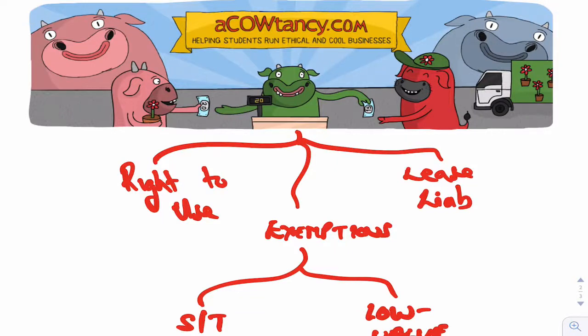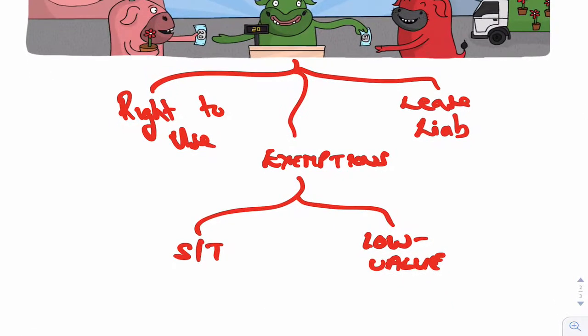Okay, so we know we've got this right to use asset, this lease liability. We know we've got a couple of exemptions if it's a short-term lease, i.e. if the lease is less than 12 months, or if it's a low-value asset, i.e. it's less than $5,000. If it's either of those two, then you don't have to have a right to use assets. What you can do is you can put it to the income statement instead.